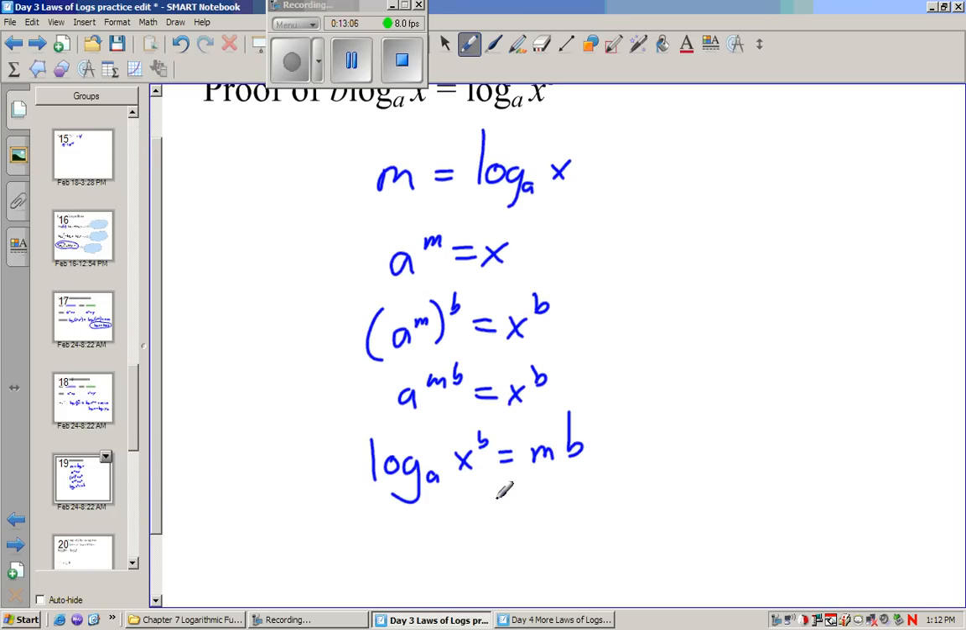Now, m, we've said earlier, is log base a of x. So this would be b times log base a of x. So now I have my proof. Log base a of x to the b is the same thing as b times log base a of x. And my proof is finished.